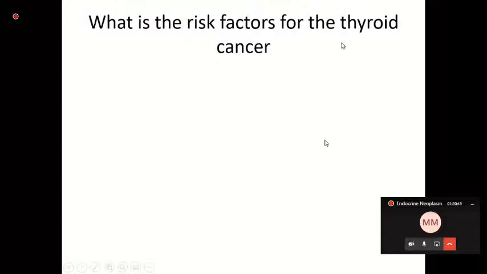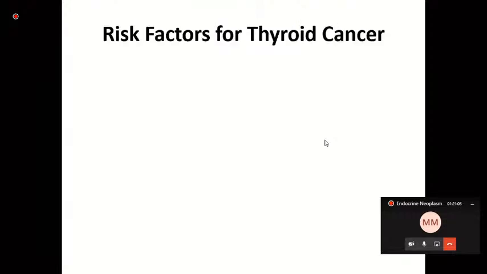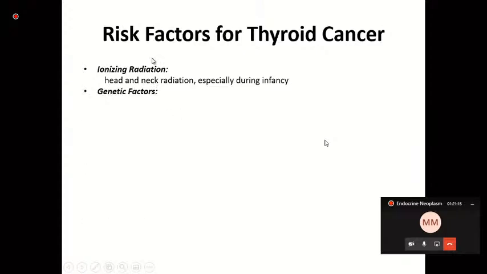So what are the risk factors of thyroid cancer? We said, what is the risk? One of the risk factors is what? We just mentioned it in the history, remember? Radiation. Yeah, radiation is very important. Ionizing radiation, especially in infancy, is related to papillary carcinoma. Genetic factors, like what?